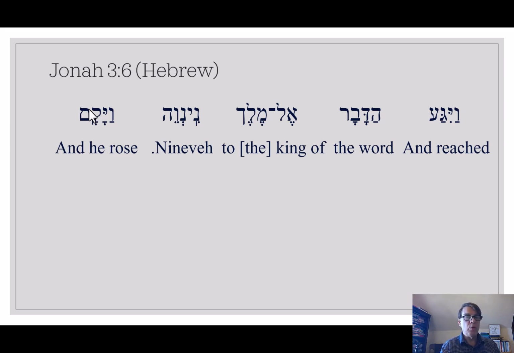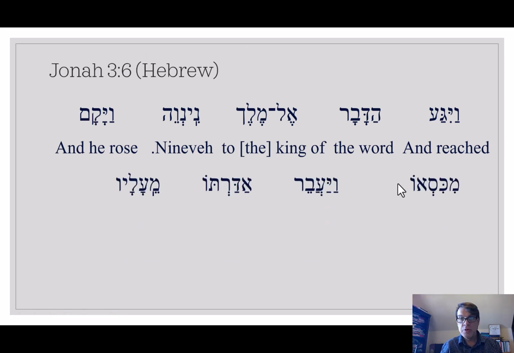All right, let's keep going. See if you can pronounce this. So here's how I would pronounce it. Mikisso, vaya'aver, adarto, me'alav.